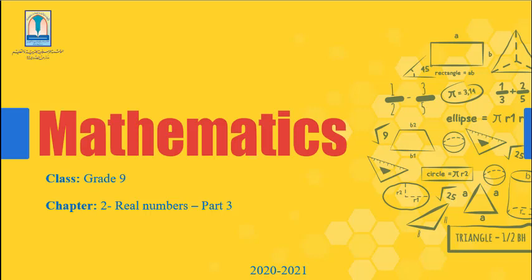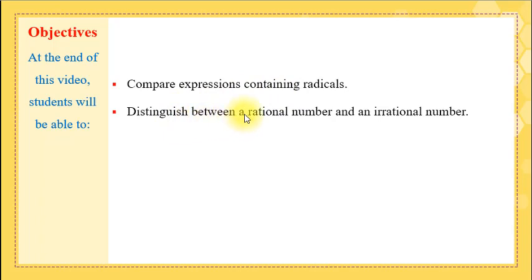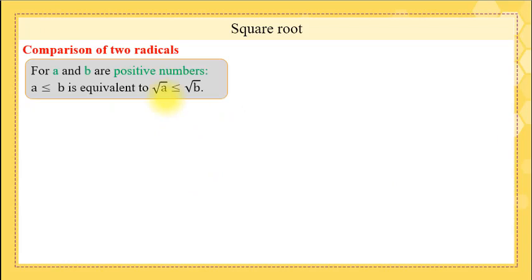Today we will start part 3 from our lesson, Real Numbers, which is chapter 2 in our textbook. Objectives: at the end of the video, the student will be able to compare expressions containing radicals, and distinguish between a rational number and an irrational number. As usual, we need the following materials: the book, draft papers, pen, and calculator. First of all, we will start with the comparison of two radicals.